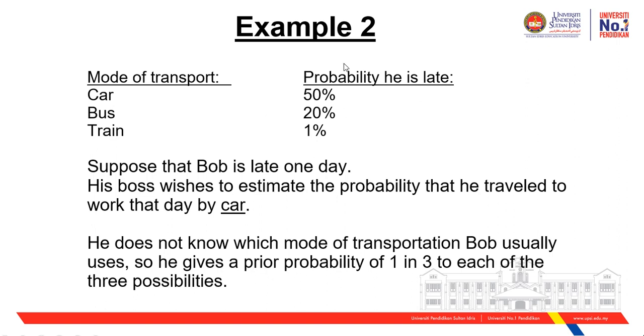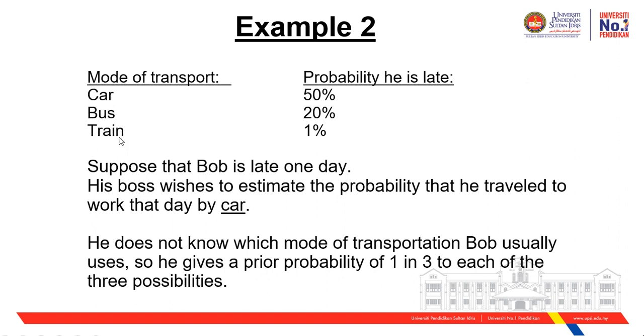So you have the information here. This is the information of the probability of late, isn't it? So it becomes probability of late given car 50%, probability of late given bus 20%, probability of late given train 1%. And then what other information is given? For this question, the boss does not know which mode of transportation Bob usually uses. So he gave a prior probability of 1 in 3 to each of the 3 possibilities.